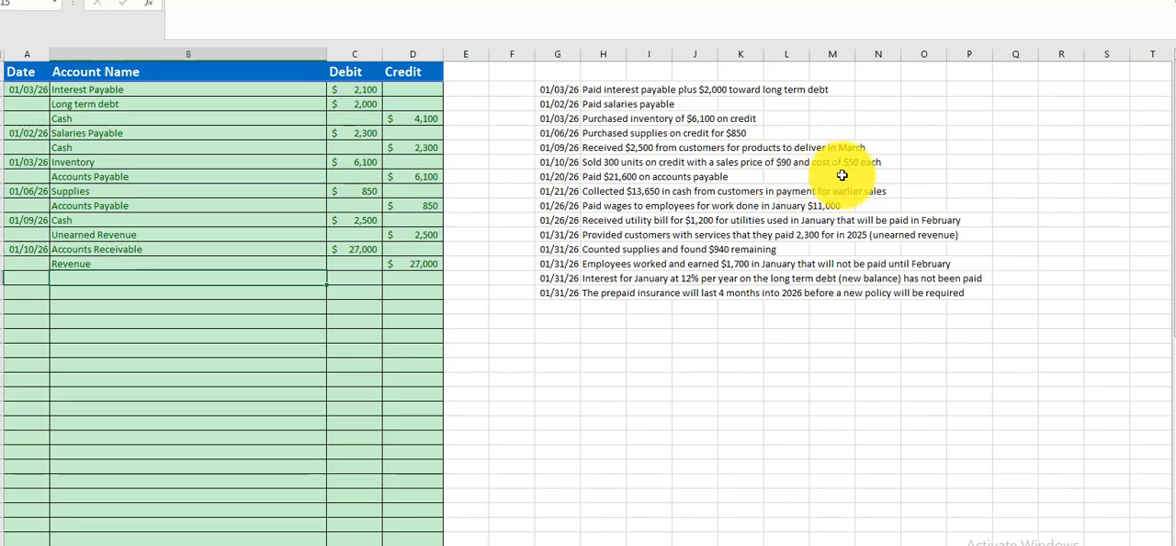And then, but they cost us $50. So there's always two entries when we sell product. Cost of goods sold, or COGS. 300 times 50, right? Record the cost of that. And that is a reduction to our inventory.